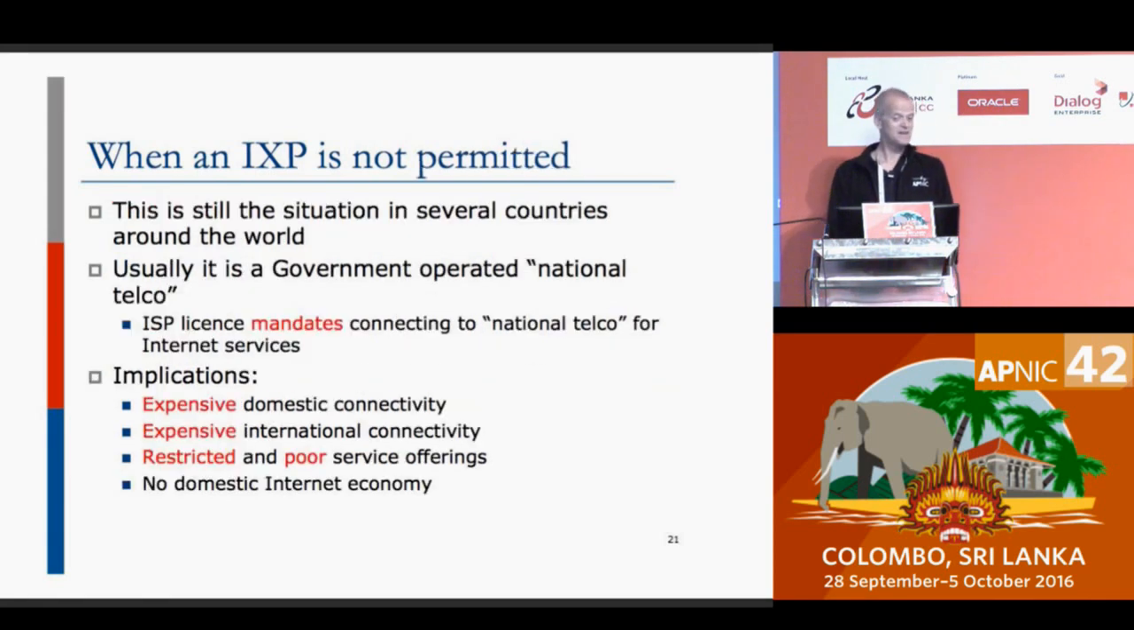The places where exchange points are not permitted. Government-operated national telco, where the license mandates connecting to the national telco for internet services. And these invariably are really expensive, very expensive domestic connectivity, national connectivity offerings, and there's virtually no real domestic internet economy. It's still sad to see there's still countries in the world where network operators are not allowed to interconnect with each other.